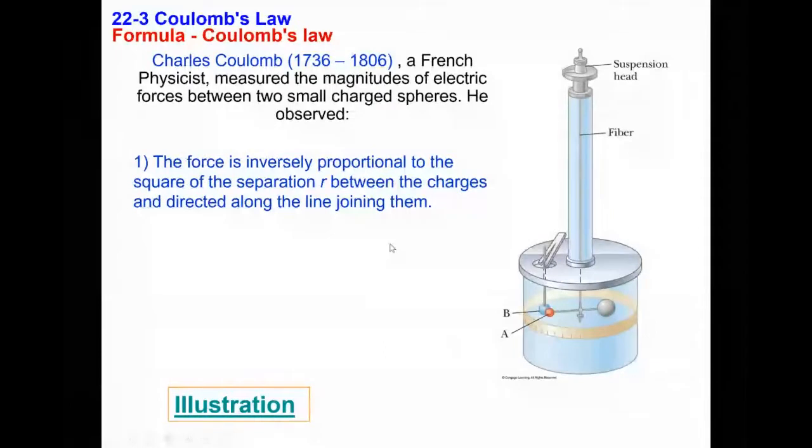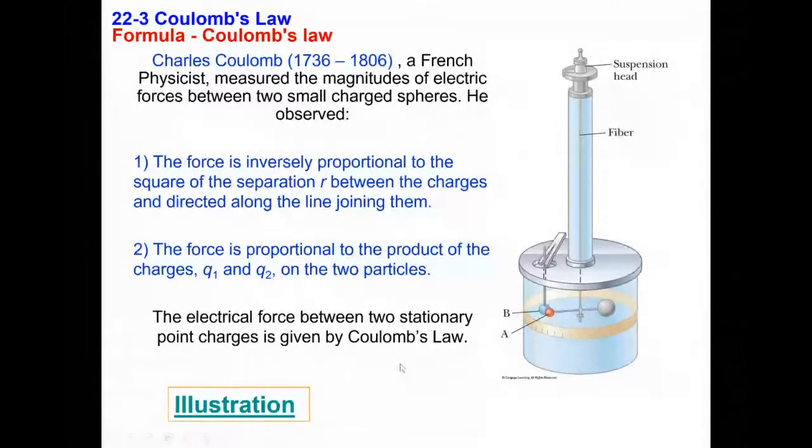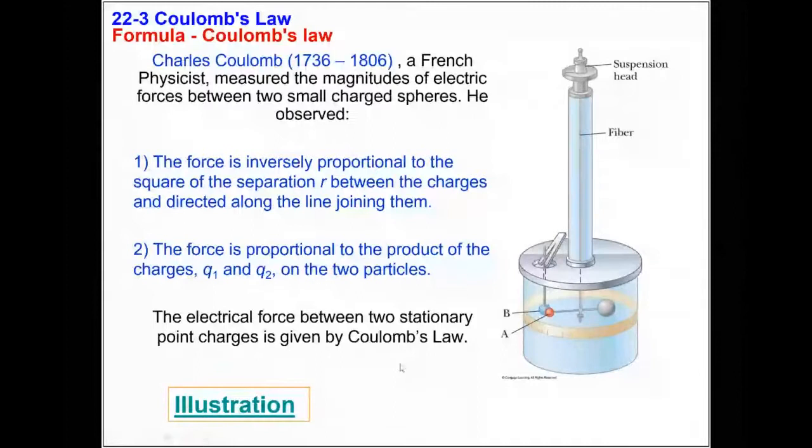So he found the force is inversely proportional to the square of the distance R between the two spheres, and the force is proportional to the product of the charges Q1 and Q2 on the two particles. And so he wrote that the force is equal to some constant times Q1 times Q2 divided by the distance squared.